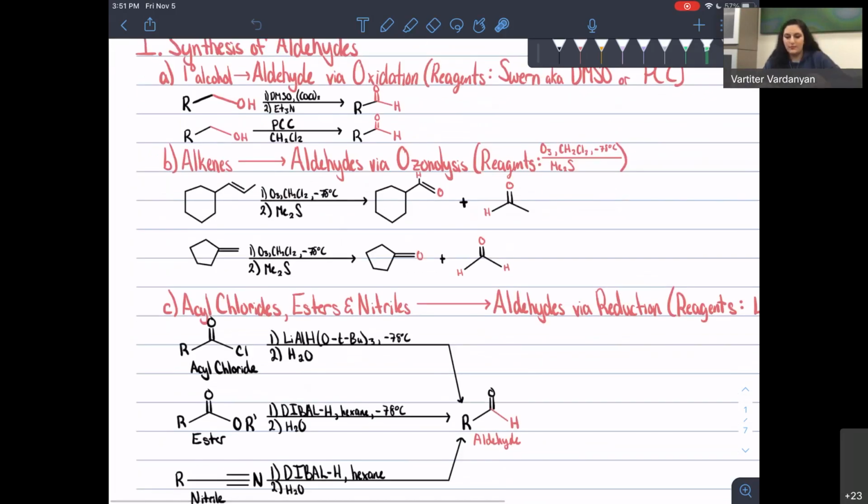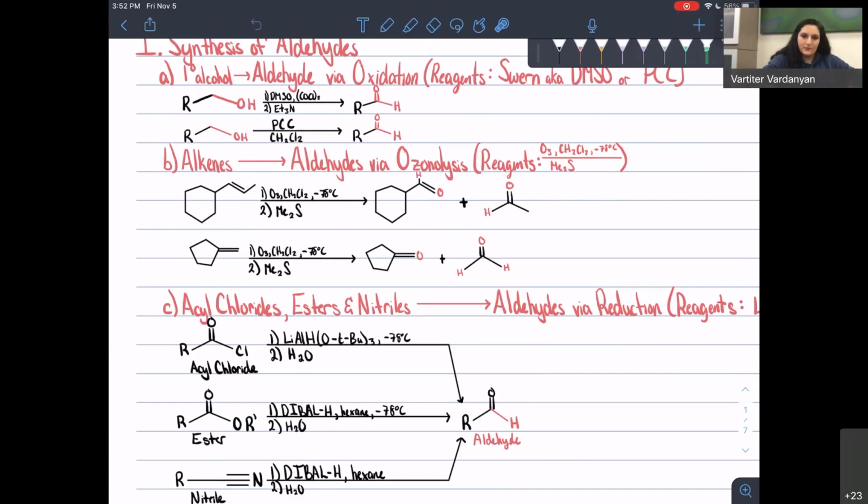Okay? The other way you can do it is alkenes to aldehyde. So you start out with a double bonded carbon to carbon bond, and then you do ozonolysis. Okay, ozonolysis was from Orgo 1, so I'm really annoyed that this came back, but it's fine. So this is your reagent here. It's O3, CH2Cl2 over Me2S. Don't worry too much about that. When you see O3, just be like, oh, ozonolysis.